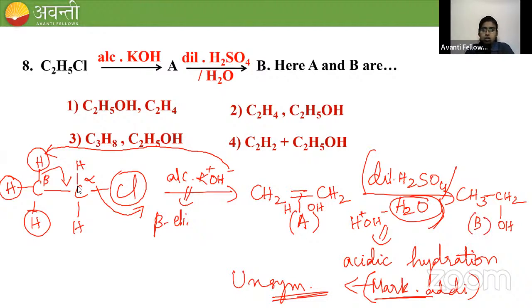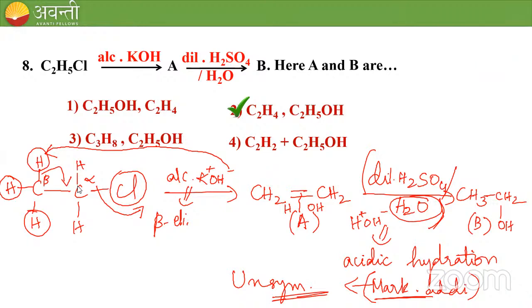So now compound A is C2H4 and compound B is C2H5OH. So where is it given? It is given in option 2. So option 2 is the correct answer for this question. Got it?